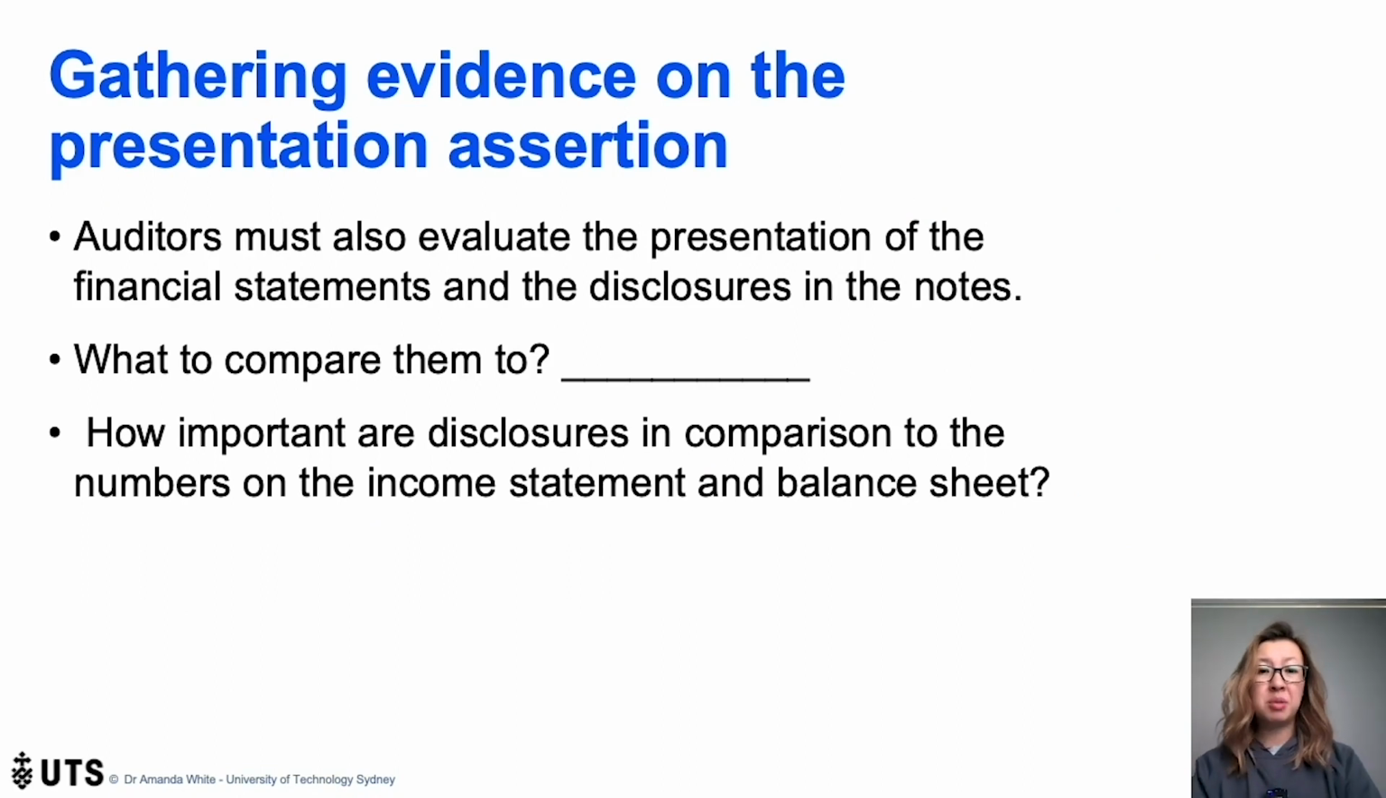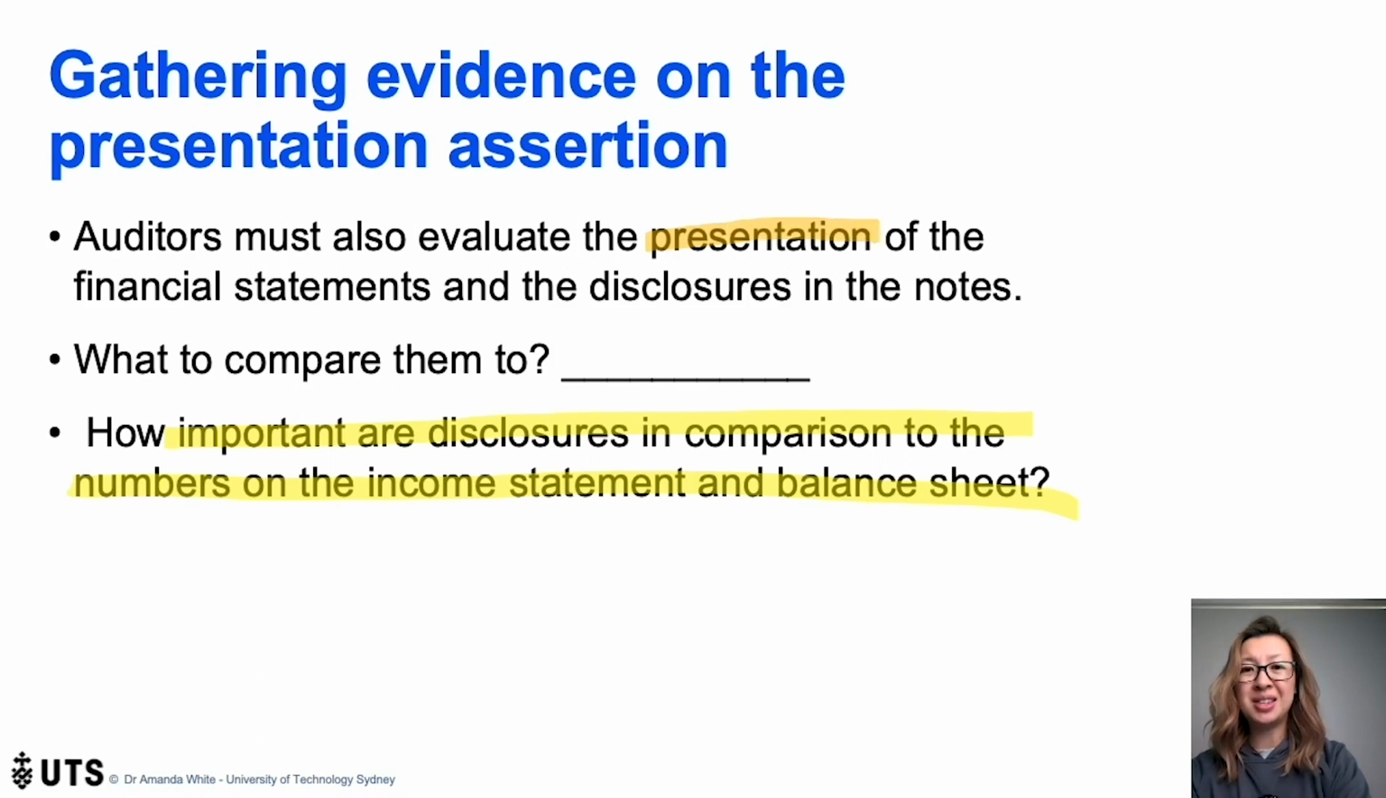We also have to make sure, and I'm going to jump to the third point here instead of the first one, how important are disclosures in comparison to the numbers on the income statement and the balance sheet? It's just as important. So we need to make sure that we evaluate the presentation assertion and look at the disclosures in the notes. Do these numbers add up to the numbers that are mainly reported in the income statement and the balance sheet when you're looking at segment reporting? Are all the disclosures correct in accordance with our AASBs?